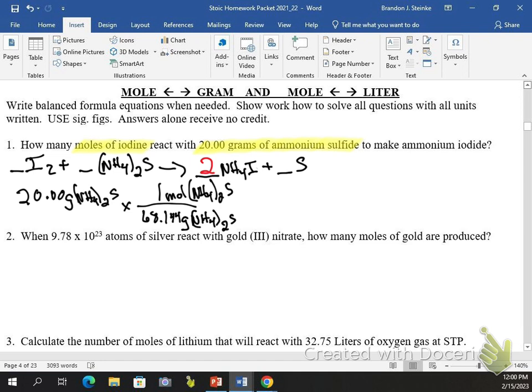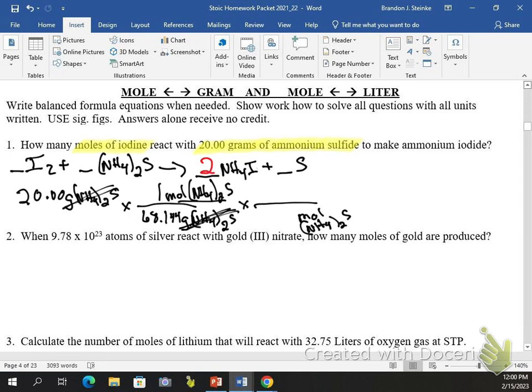Now, here's where we need to keep moving forward. I'm out of grams of (NH4)2S, so I cross those out. I'm currently in what unit? Moles of what? For (NH4)2S, there should be a 2 here. So we're in moles of that, but I need moles of iodine. I at least need to take this one more step. If I need to get out of that, it has to come here on the bottom so I can get out of it.